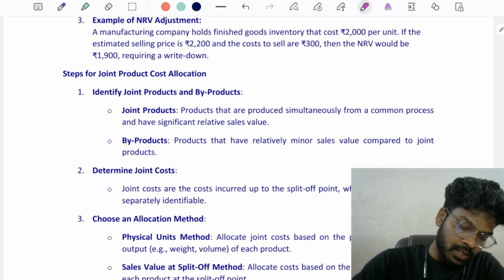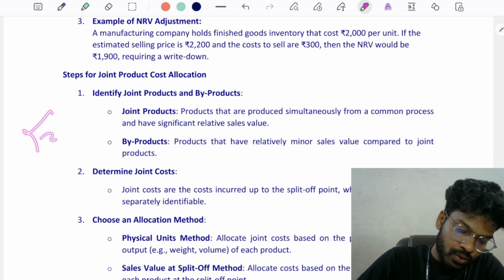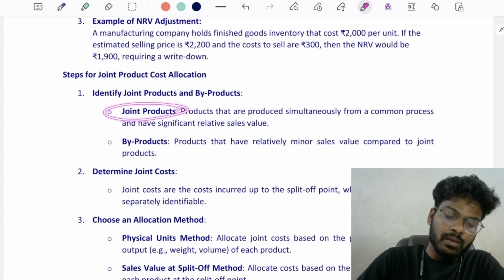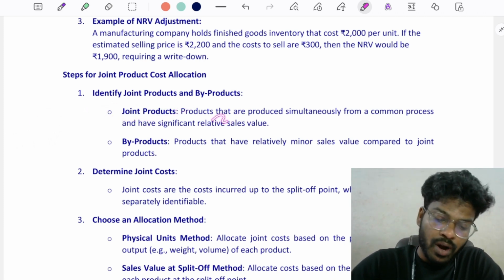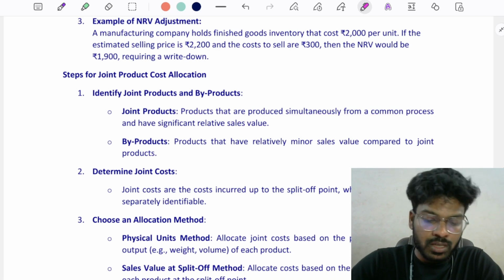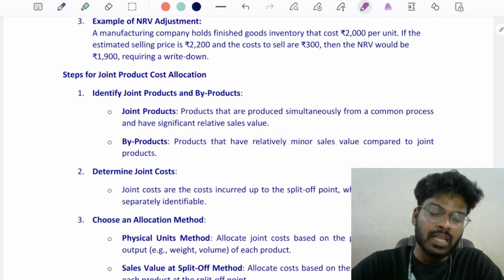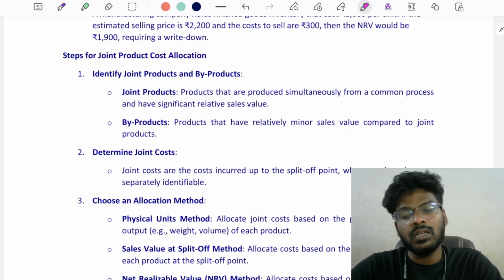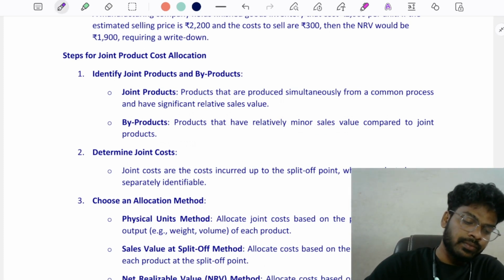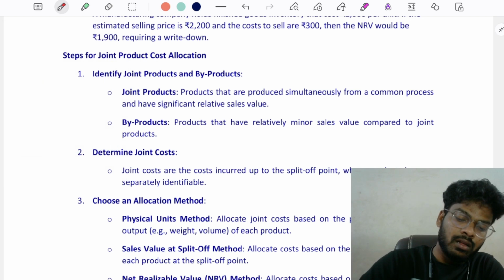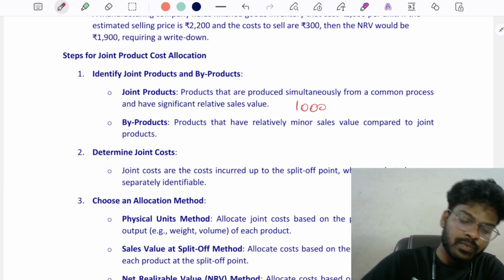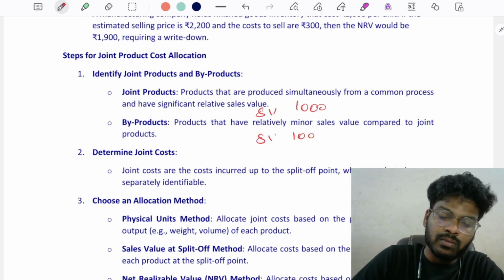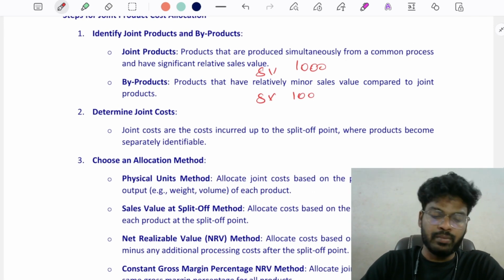When goods are produced, there are two main products. Joint product is nothing but main products. Main products are called joint product. Products that are produced simultaneously from the common process and have a significant relative sale value are joint products. Next, byproduct has relatively minor sale value compared to joint product. If joint product has a selling value of 1,000 rupees, but the byproduct has a value of 100. Sale price, sale value. This is known as joint product and byproduct.